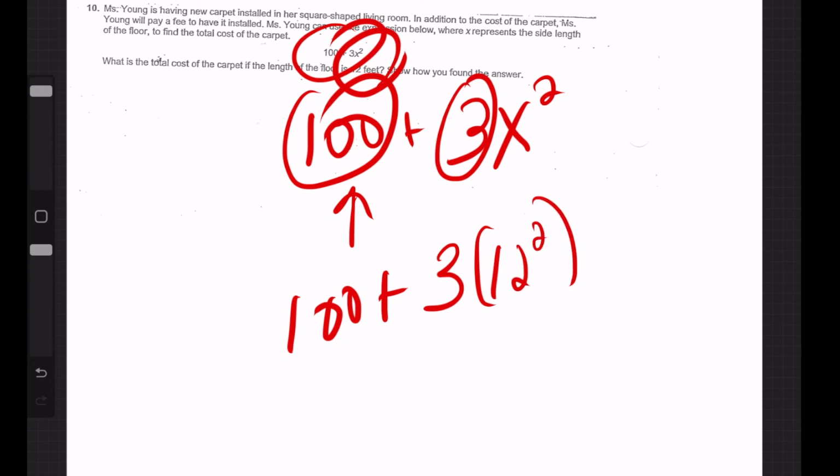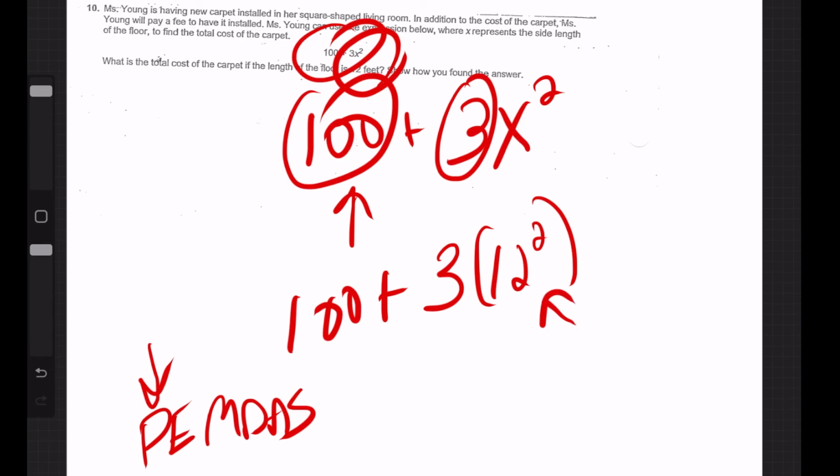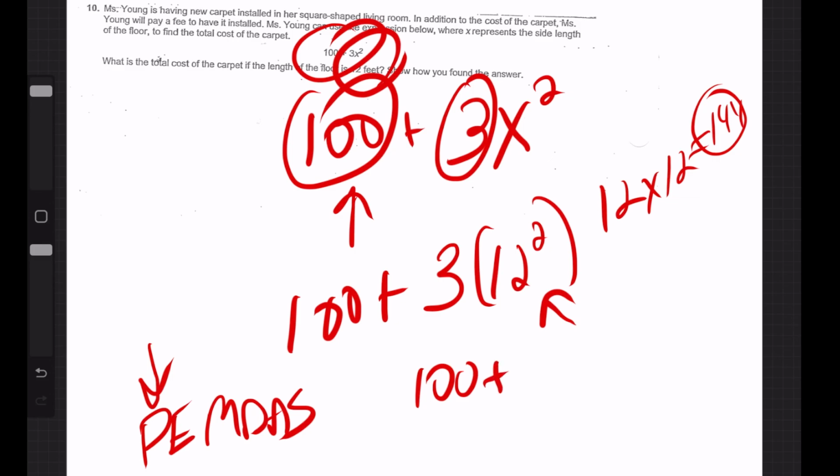So let's do the math. First of all, we're going to follow PEMDAS again, right? We want to make sure we do the order of operations. Is there anything in parentheses? Well, there sure is, 12 squared. Let's square 12 and get rid of the parentheses. 12 times 12, which is 12 squared, equals 144. So in this room, this 12-foot squared room, it's 144 square feet. That's what 12 times 12 is. So let's rewrite this question and get rid of the 12 squared. So we've got 100 plus 3 times 144.